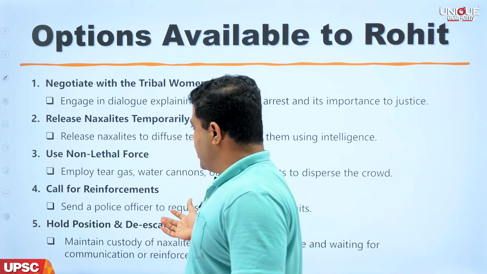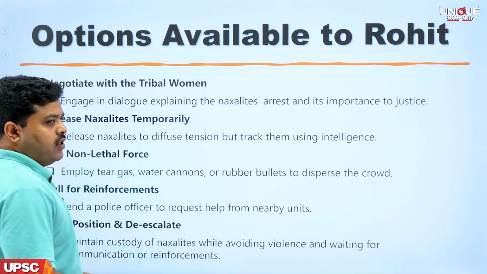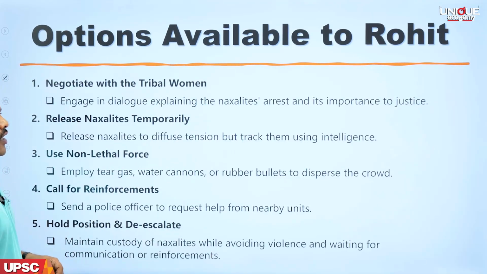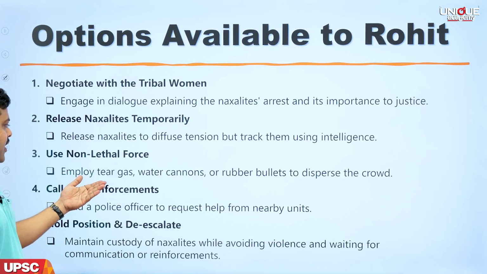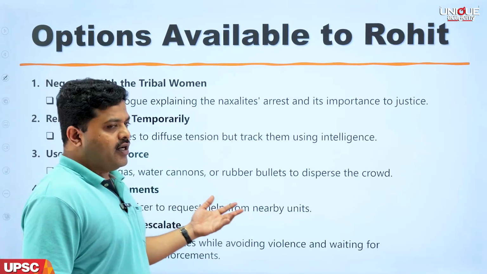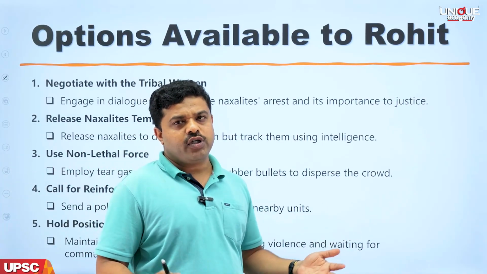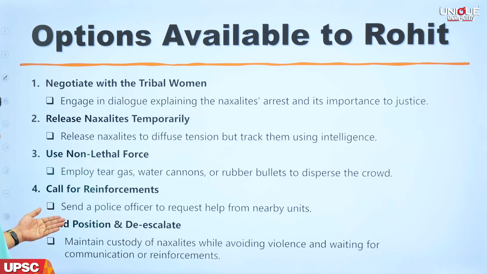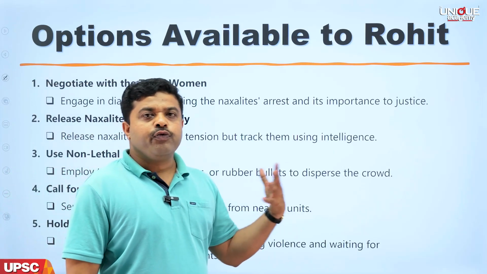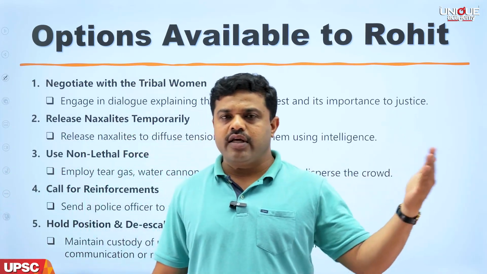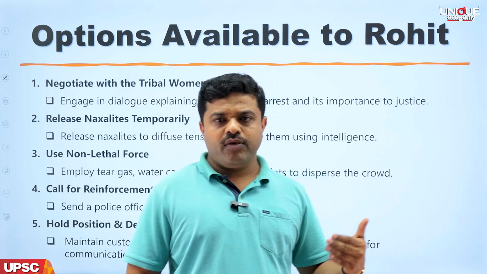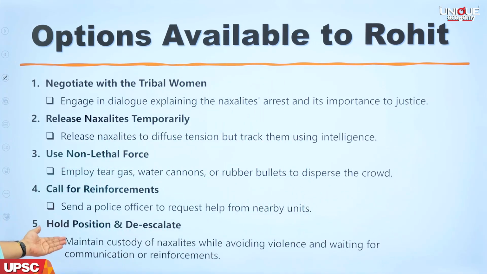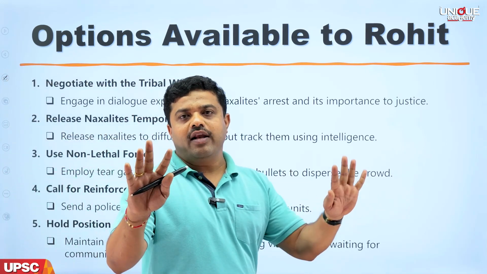Okay. Third ये है use of non-lethal force. मीन्स बहुत बार क्राउड कंट्रोल के लिए या to pacify people and to counter their aggression ये भी किया जाता है, tear gas, water cannons, rubber bullets, so that the crowd would be dispersed and you will get an opportunity to escape with your contingent. Then call for reinforcement. Of course, send a police officer on foot or with vehicle to some distance nearest unit so that he can get the help from the nearest unit. And finally, hold your position and try to de-escalate the matter. De-escalate का मतलब क्या है? Try to reduce the possibility of violence.